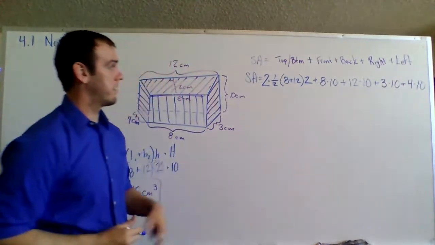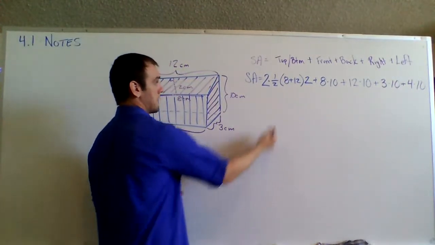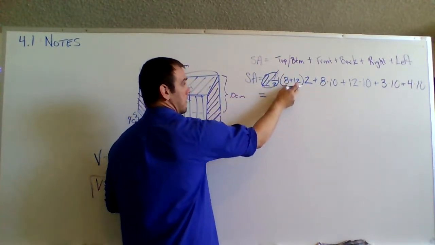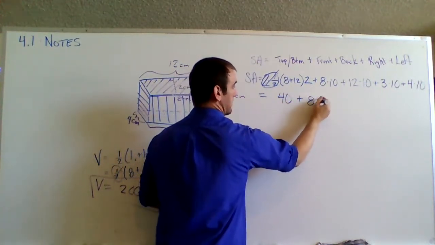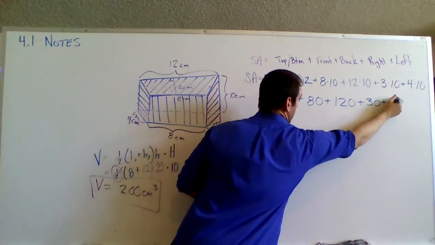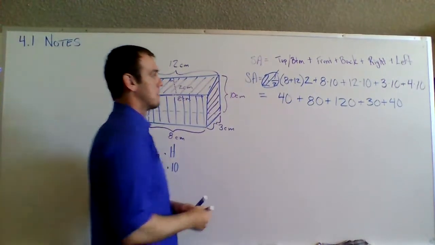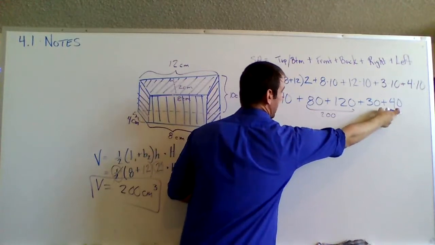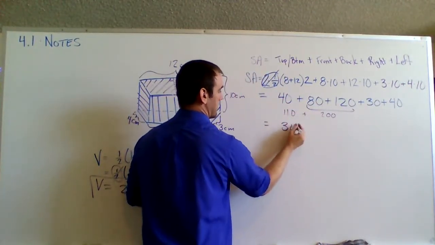Okay, so now you can just type this all into your calculator, add them up, and see what we get. You could reduce this a little bit if you wanted to. 2 times 1/2 goes away. 20 times 2 is 40, plus 80, plus 120, plus 30, plus 40. 200, 70, and 40 is going to be 110. So that should be 310.